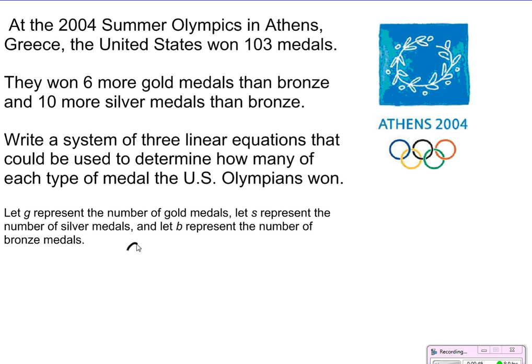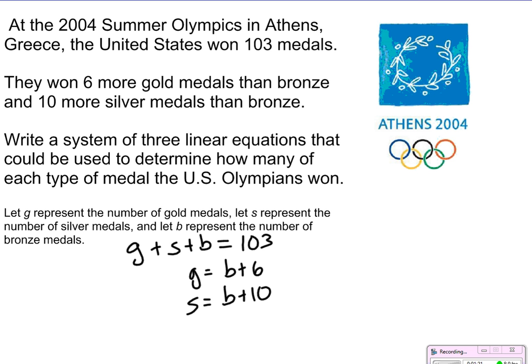So altogether, G plus S plus B, they got 103 medals. They won 6 more gold medals than bronze and 10 more silver medals than bronze. So however many bronze they had, they won 6 more than that to get gold. So that'll be B plus 6. And for silver, that'll be B plus 10.